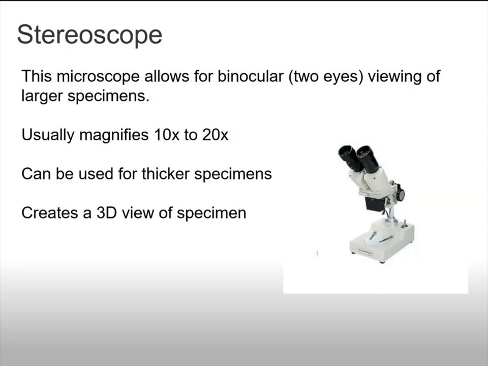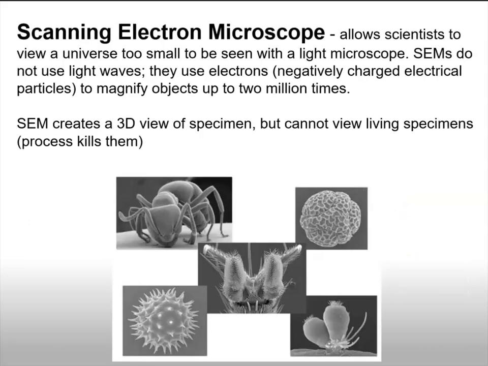Okay, and then we have electron microscopes, and the first type of electron microscope is a scanning electron microscope. This allows you to see 3D specimens. You can see a 3D view. You can magnify up to 2 million times. So these are much higher magnification powers, and so we can see a lot of different things here. We can see an ant here, different pollen, things like that, mouth parts of an insect, and we can see these different images, and they can be magnified.